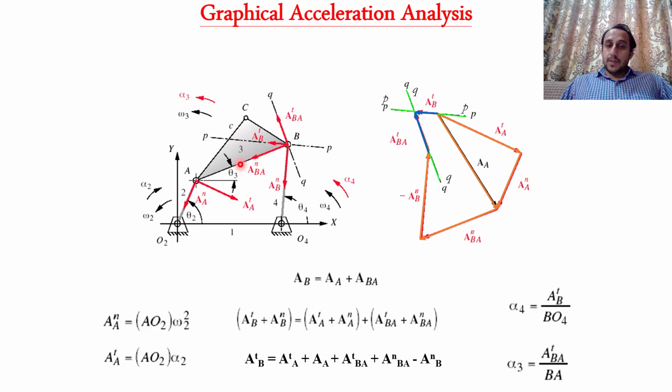सेम इज द केस फॉर अल्फा, फॉर द एंगुलर एक्सेलरेशन ऑफ लिंक 3, तो दैट अल्फा 3 इज इक्वल टू व्हाट, tangential acceleration component of point B with respect to A divided by BA. BA is what? The link length, link 3 की length. So in this way we have alpha 3 and alpha 4 available. So now we have alpha 3, alpha 4 available.